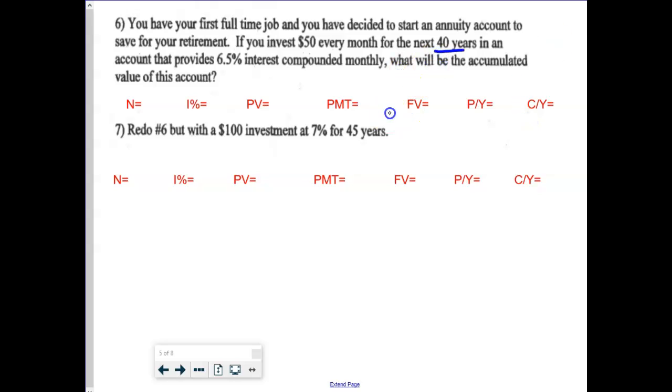Okay, ready for this? 40 years. We are going to be placing money in every month, so we're going to have some balance change every month. 40 times 12 or 480. Interest rate, 6.5%. Present value: we didn't make an initial deposit, so we're not starting with anything, but every month after we start working, we're going to be paying $50 into this account. The future value is what I'm going to determine, so we're going to leave that alone for a minute and we'll solve it when we're done. And then 12 and 12.